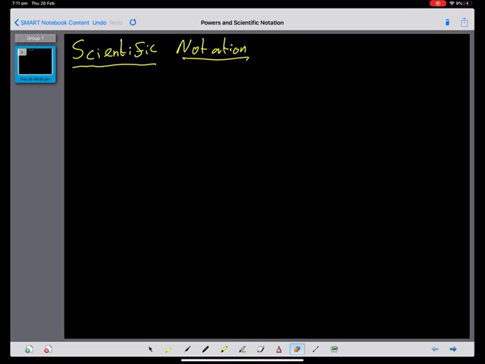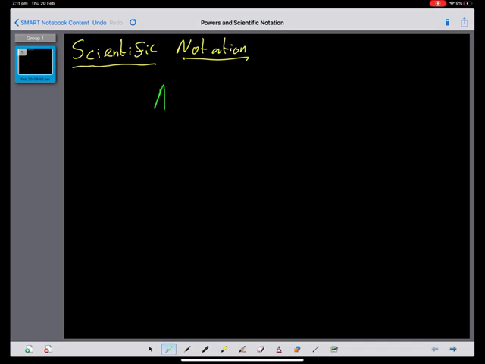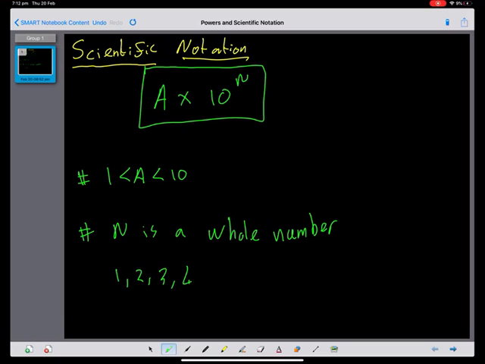So scientific notation is written, I'm going to write this in green, in the form of A multiplied by 10 to the n. And we're going to say that A is bigger than 1 but less than 10. And we're going to say that n is a whole number. So that's counting numbers 2, 3, 4, 5, so on and so forth.